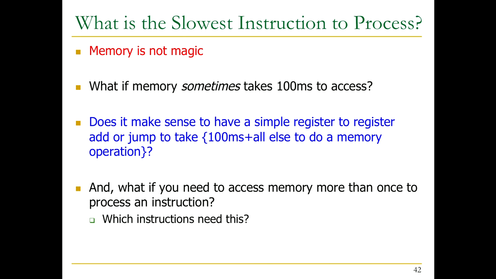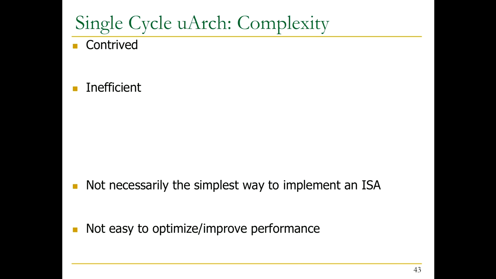Which instructions need this? Memory instructions, right? But every instruction really accesses memory once in the fetch stage. All instructions require memory access because you need to fetch the instruction from memory. And if you have a good instruction cache, you hit in the instruction cache, and that's hopefully quick. But if you miss in the instruction cache, now you're waiting for a long time. Okay, we'll get back to that later.